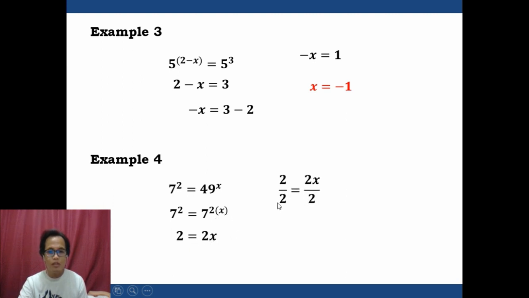Karon divide both sides by 2. Kay naa man tayo 2 or makacancel na siya. Divide both sides by 2. Cancel ang 2. So, mabilin is x. Then, 2 divided by 2 is 1. Example 5.